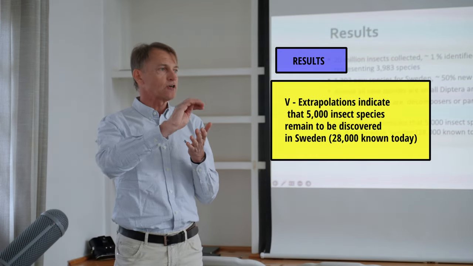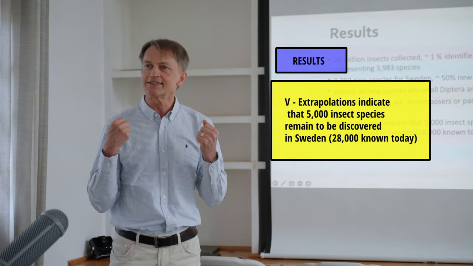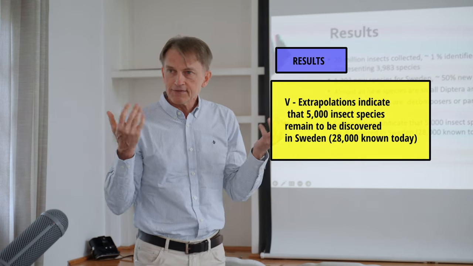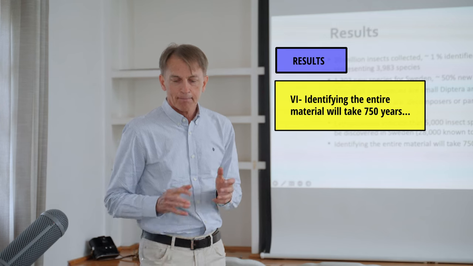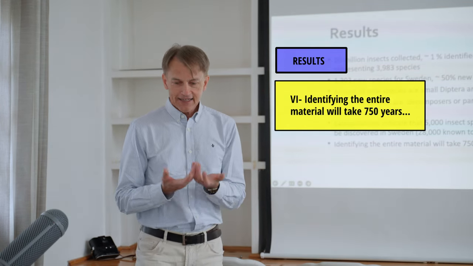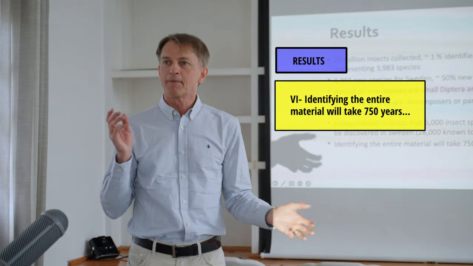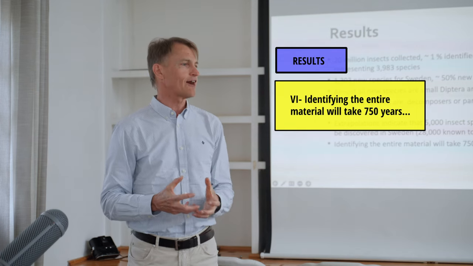We can extrapolate and try to predict how many species are still remaining to be discovered in Sweden, and it's 5,000 more species. 28,000 are known today. But what's really depressing is the time this takes. Identifying the entire material, we predict it's going to take at the current speed, 750 years.